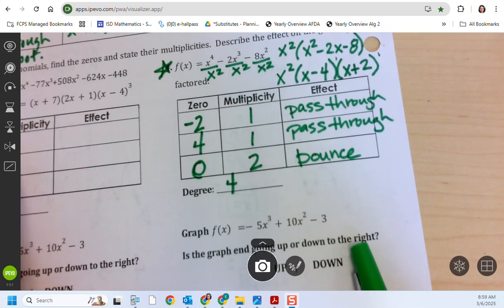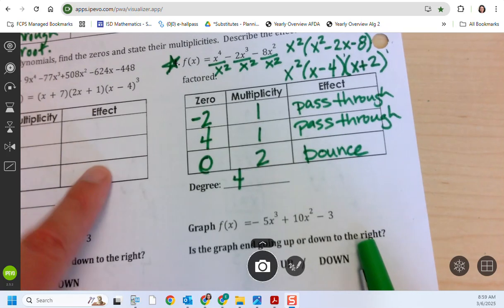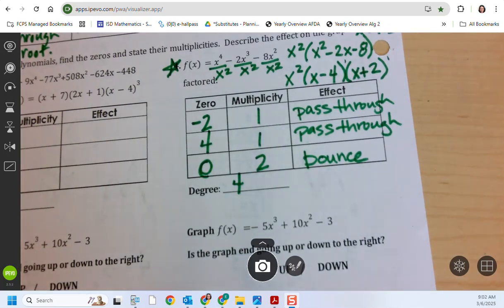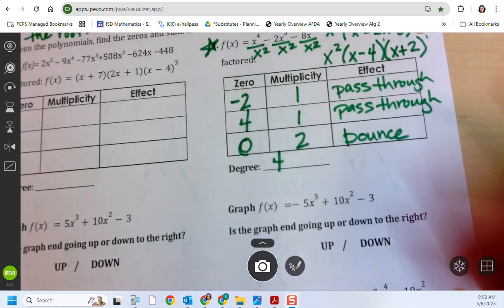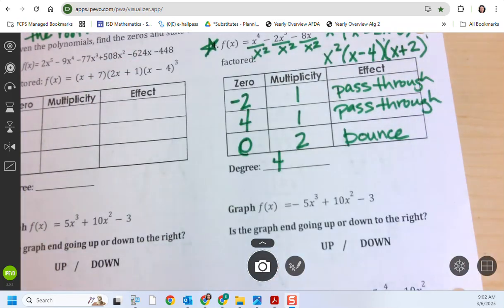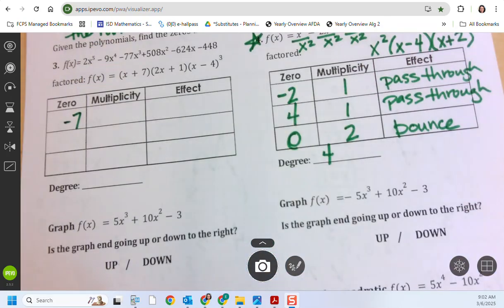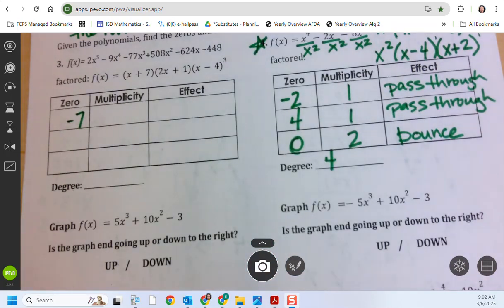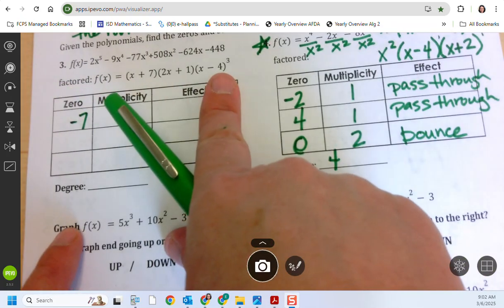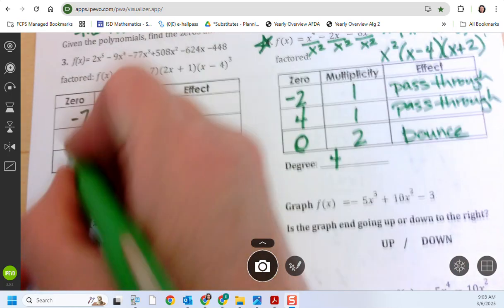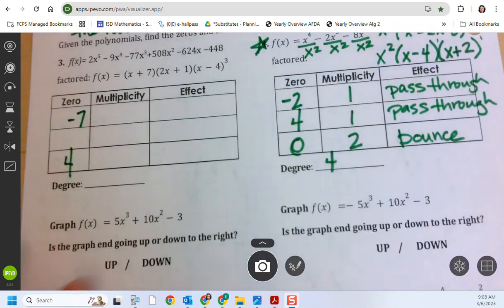So this one over here is factored for you. I want you to find the zeros, multiplicity, and effect. Most of you are getting 2 of the zeros right, but I see some mistakes on one of the zeros. So let's just check your work, okay? X plus 7 equals 0 gave you a 0 of negative 7. Did you get that? And x minus 4 equals 0 gave you a 0 of 4. Did you get that? Yes.